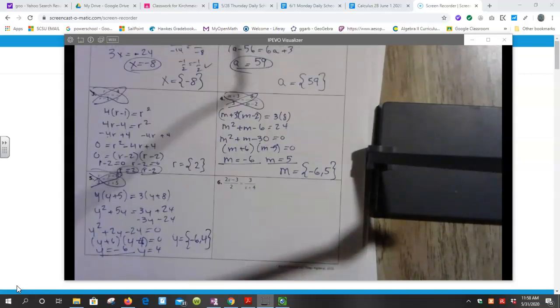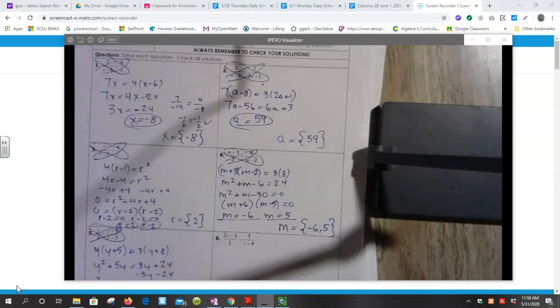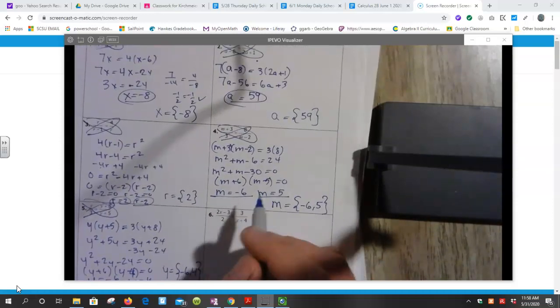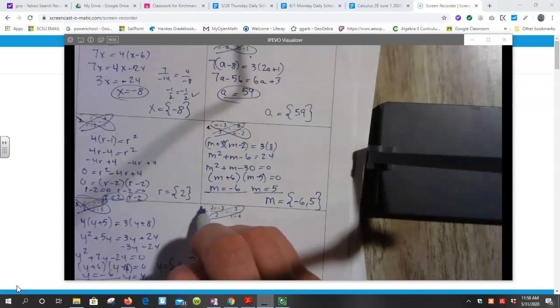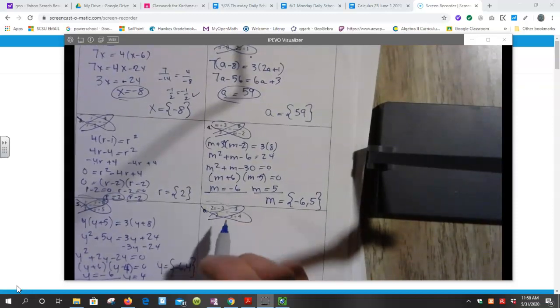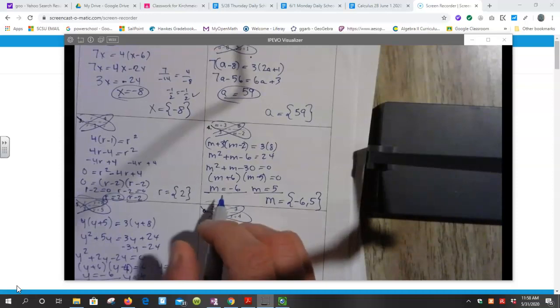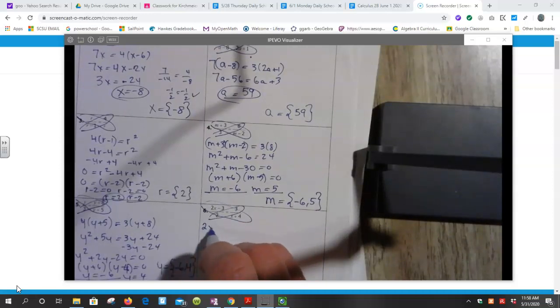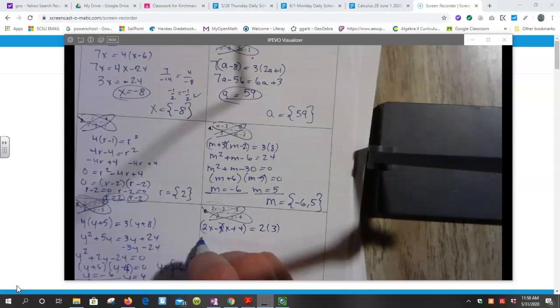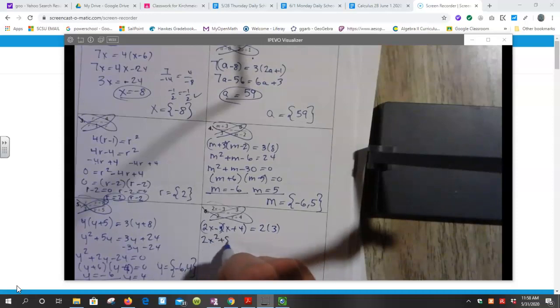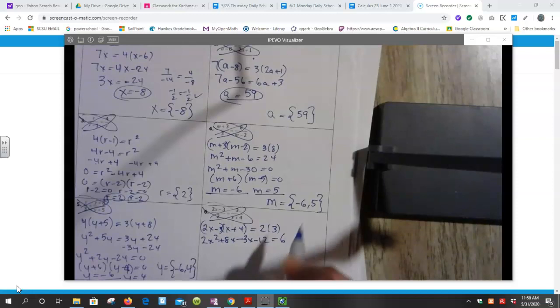Okay, last one, and then we're going to switch to a different type, I think. So try cross products. Again, whenever you have a proportion, you can do cross products. You just have to check your answers to see if they work. So we're going to get 2x minus 3 times x plus 4 equals 2 times 3. So when you get 2x squared plus 8x minus 3x minus 12 equals 6.